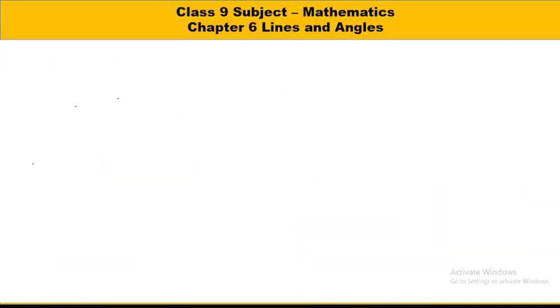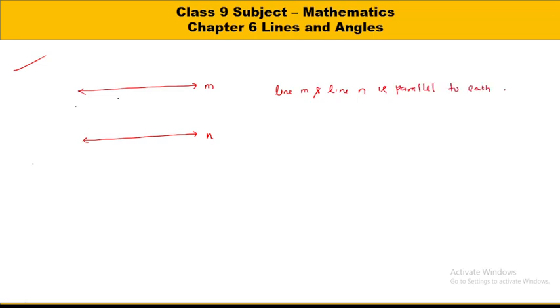Now let's move on to the next part. Here this time we see that line M and line N are parallel to each other, and your line L intersects these two parallel lines.